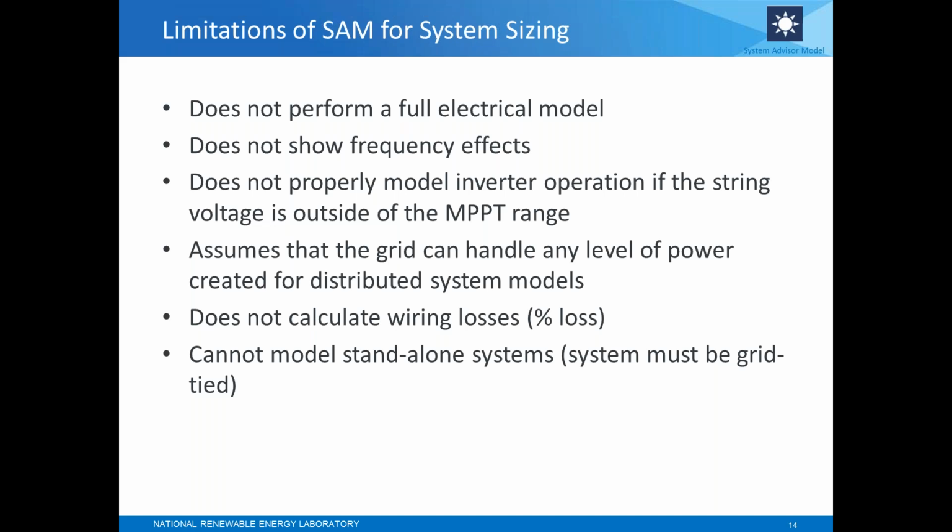It also assumes that the grid can handle any level of power that's created for the distributed system models. So it doesn't, for instance, model any interactions that the grid has with your system. It doesn't outright calculate wiring losses. It just has you put them in as a percentage. And it doesn't model standalone systems.